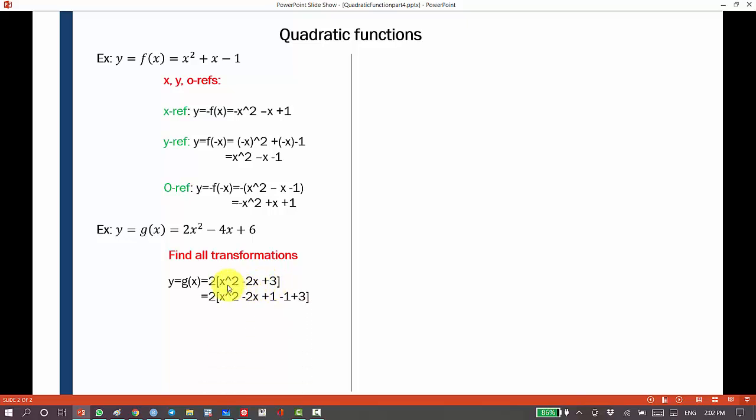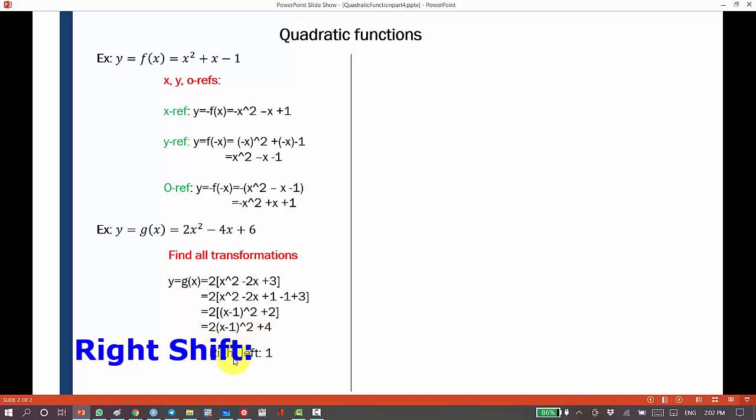Completing the square of these two terms, we get x squared minus 2x plus 1 and minus 1 plus 3. As a result, these three terms turn to x minus 1 whole squared, minus 1 plus 3 is 2. Multiplying back 2 with two terms inside, we get 2 times x minus 1 whole squared plus 4.